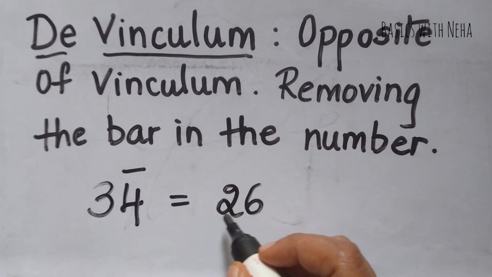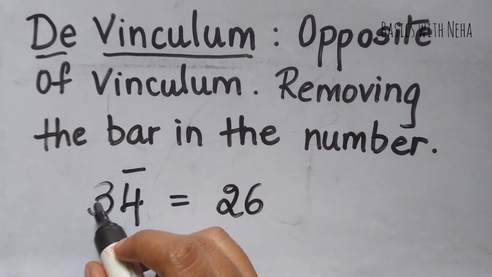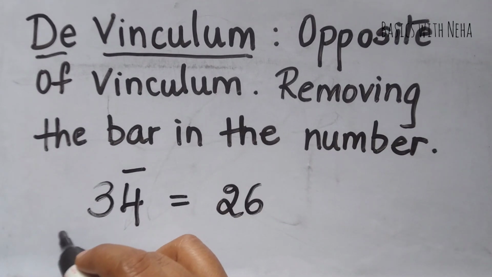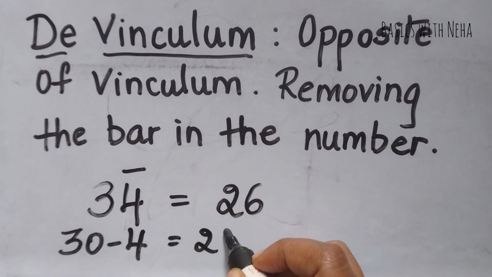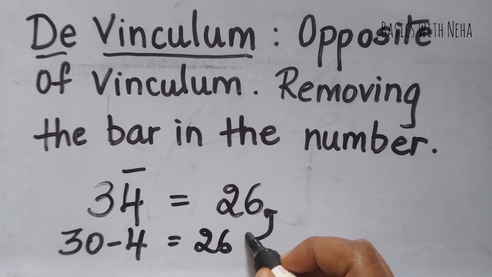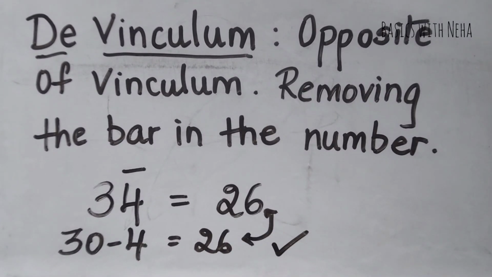So how do we check if this answer is correct? It is very simple. 30 minus 4, if I expand, is 26. So these two answers are right. That means the answer is correct. But instead of expanding and then getting the answer, here in de-vinculum we are going to do it directly using the complement method. The procedure is the same as that of vinculum, but here we are going to decrease one number. The previous number will be decreased by 1. Let us solve a few more examples to understand it better.